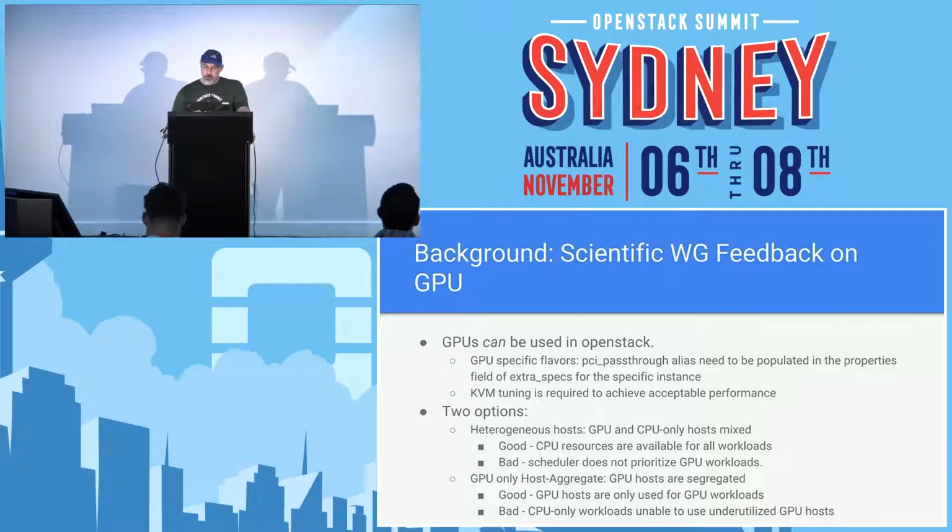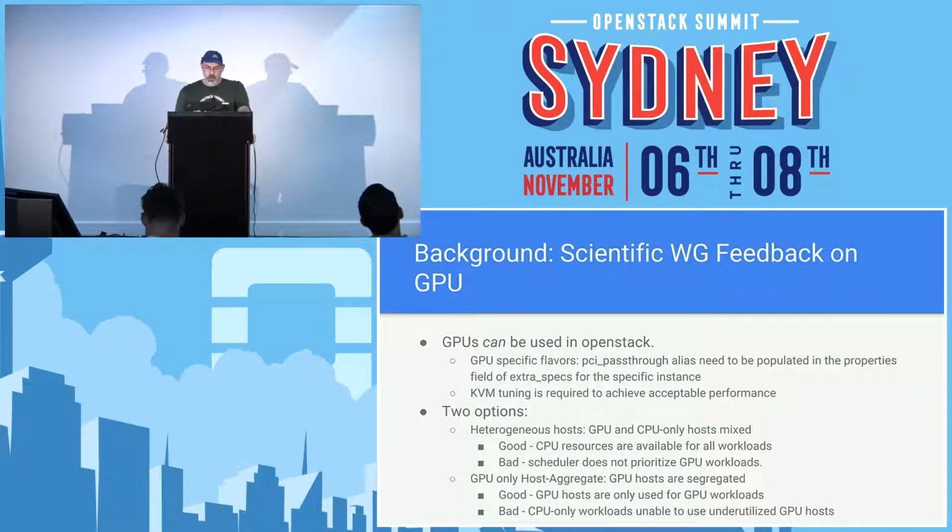And the scientific working group did some background research and set up a lab and played with this. And they came with a couple of conclusions. Very basic, that GPUs can be used in OpenStack. That's good, because we wouldn't have a project if they decided that they couldn't be used. And there was a lot of KVM tuning that was required to get anything close to acceptable performance.